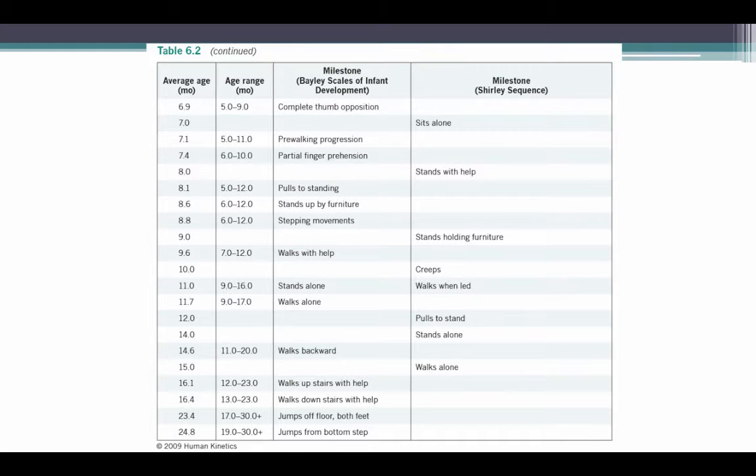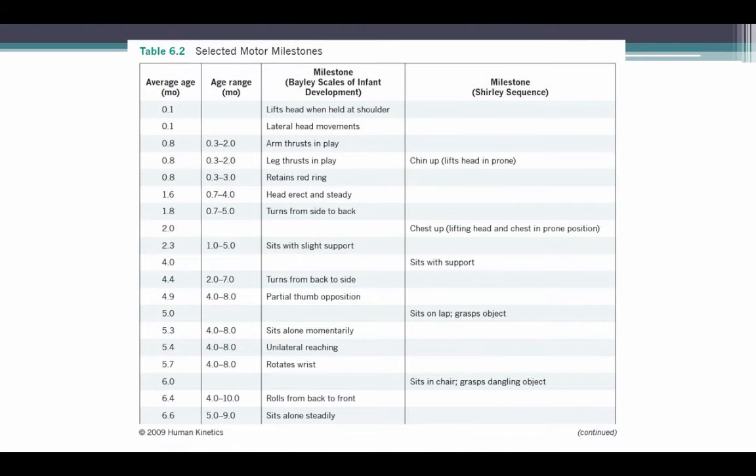The scales continue on this slide. Be sure to look at these and be sure to generally know the age ranges of some of the general milestones. For example, stands alone or walks. You don't really need to know walks backwards and things like that. That's not really that important, but if you go back up to this slide, you want to know when the infant is able to sit with support.